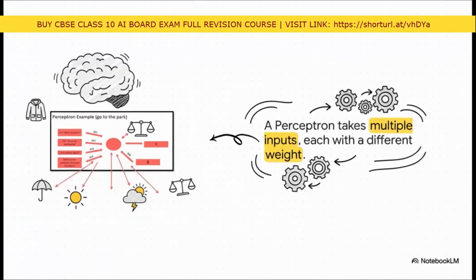But here's the key. Not all of those factors are equally important, right? So each one of these inputs has a weight attached to it, which is just a number that represents how important it is for the final decision.